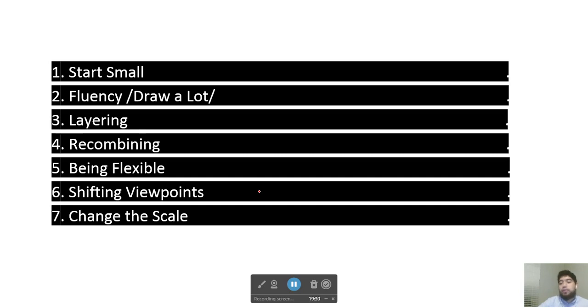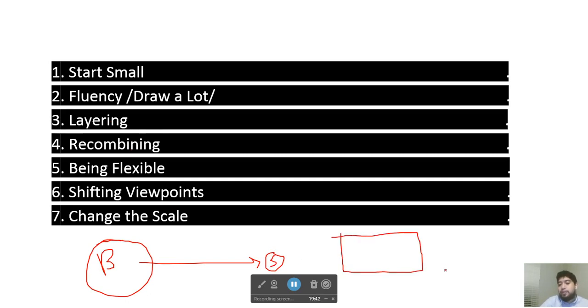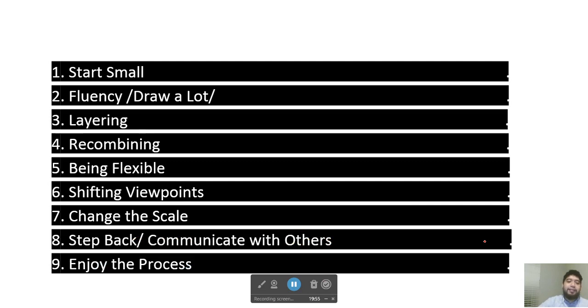Change the scale. When we talked about changing the scale, I'm simply saying start broad and then get very specific. So draw the whole building, but then focus just on the facade, right? Focus just on one room. Eventually you're going to start very big with the big scale, and then you're going to get smaller and smaller and smaller.